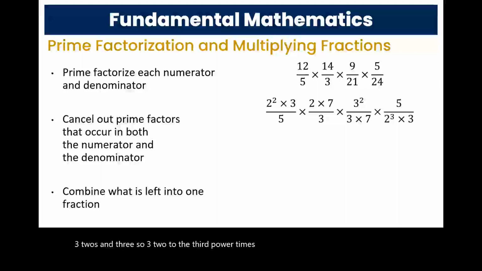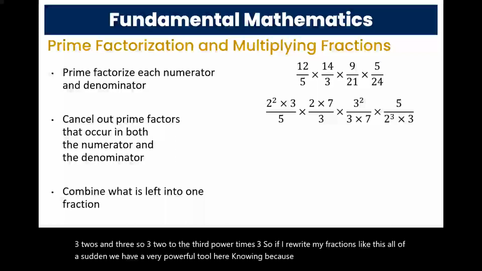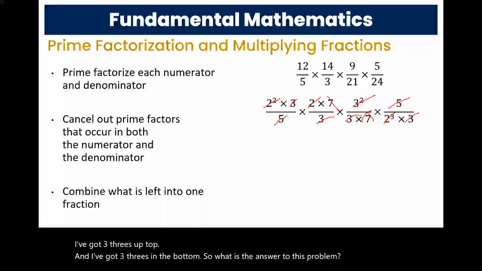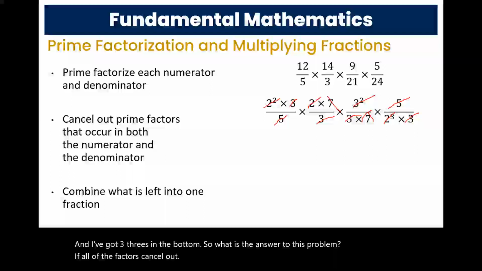So if I rewrite my fractions like this, all of a sudden we have a very powerful tool here, don't we? Because now I can simply cancel out many of these factors. I can say the 5 cancels with 5, the 7 cancels with 7. I've got three 2's up top and three 2's at the bottom. I've got three 3's up top and three 3's on the bottom. So what is the answer to this problem? If all of the factors cancel out, I'm going to get 1.